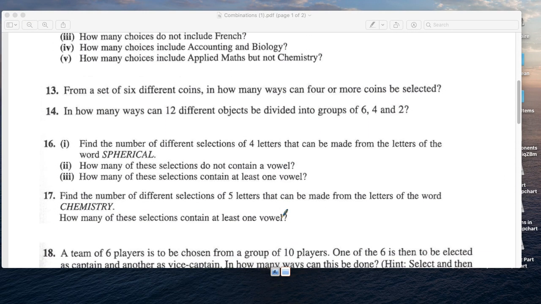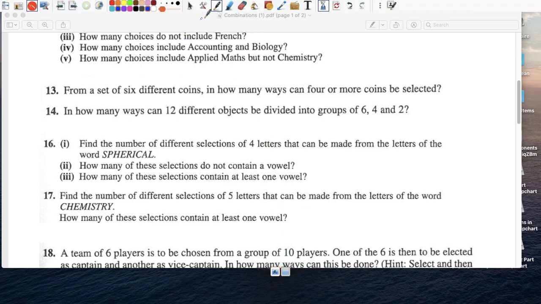13. From a set of 6 different coins, how many ways can 4 or more coins be selected? Well, you got this one. Again, here is your clue. So we're going to have 3 different scenarios. So we have 6 coins. We can select 4. We have 6 coins. We can select 5. And then we got 6 coins. Select 6. Now from 6 coins and you're only selecting 4, this becomes 6, 5, 4, 3 over 4 times 3 times 2 times 1. Simplify, simplify. There's 15 ways for that scenario.